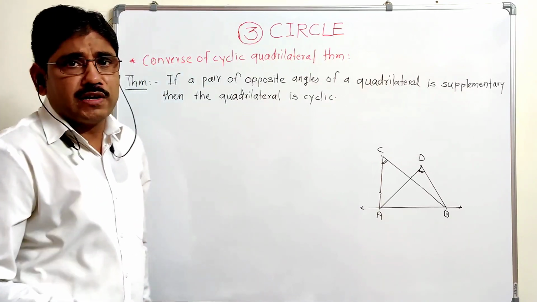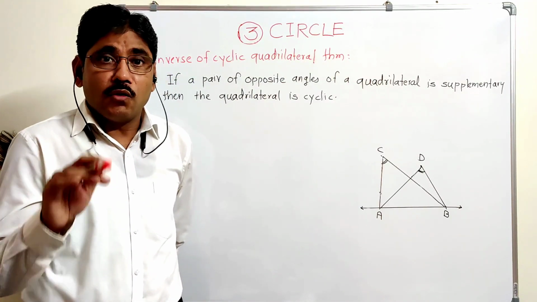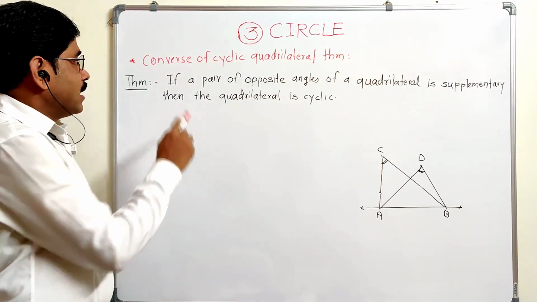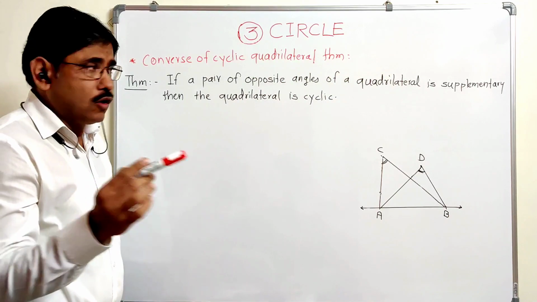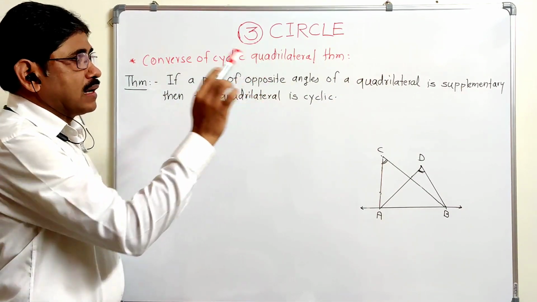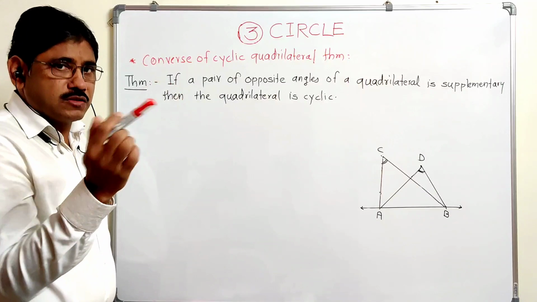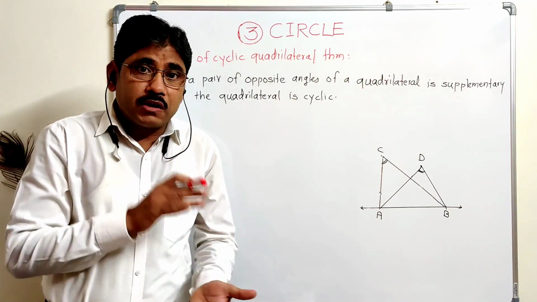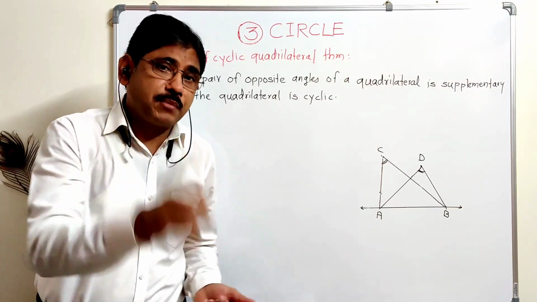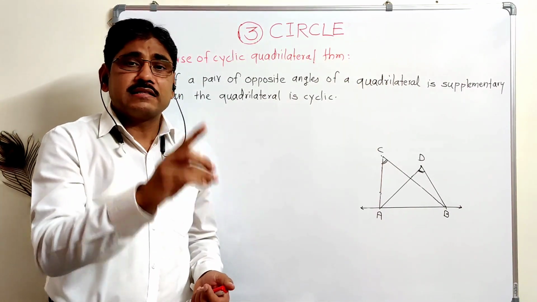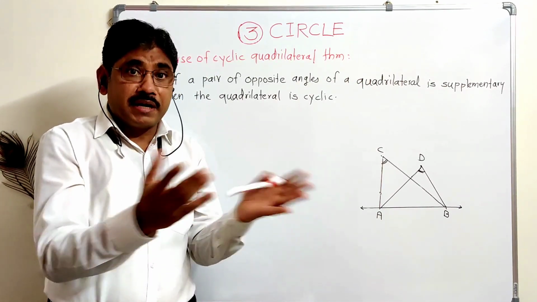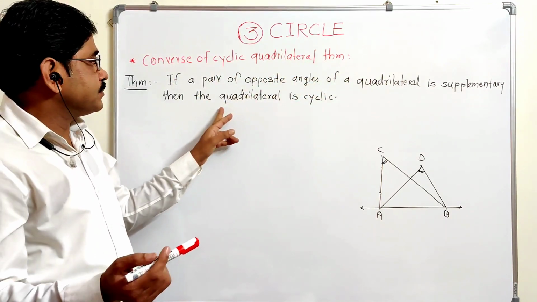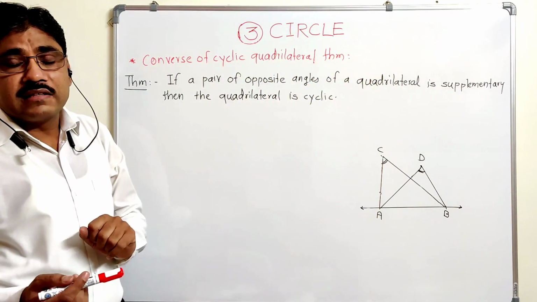Now what is the converse? No need to prove that converse, only remember the statement. Converse of the cyclic quadrilateral theorem: if a pair, only one pair of opposite angles of a quadrilateral is supplementary, meaning their sum is 180, then the quadrilateral is cyclic. So whenever we have to prove a quadrilateral is cyclic, we prove only one pair of opposite angles is supplementary, their sum is 180 degrees. We can write, by converse of the cyclic quadrilateral theorem, this quadrilateral is cyclic.